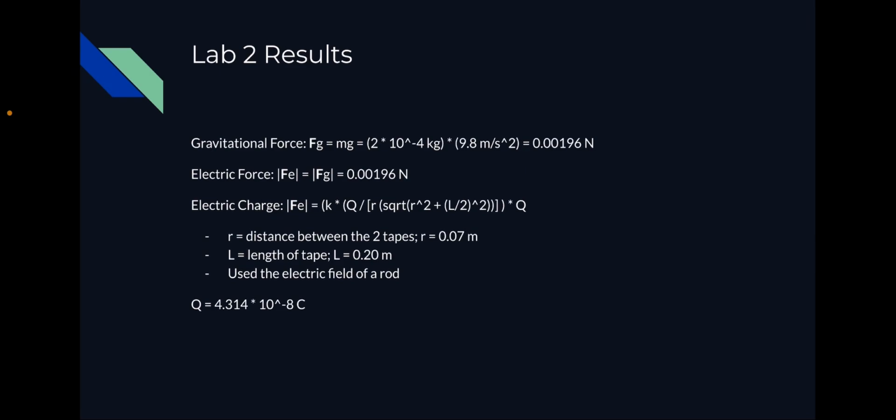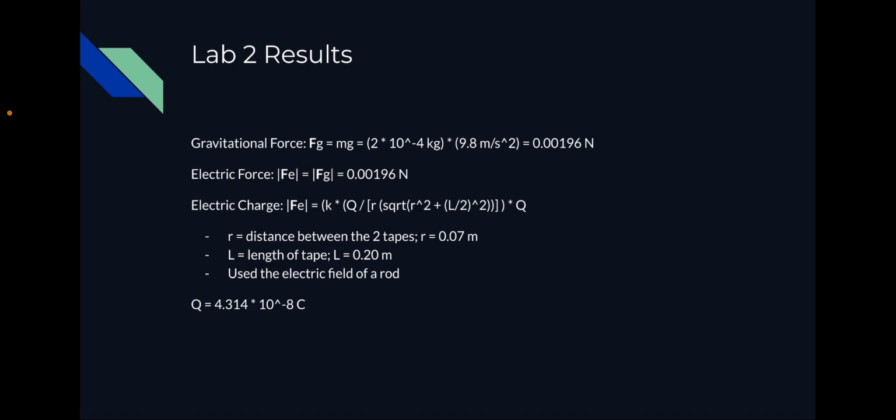Then I was able to solve for the charge by using the electric field of a rod equation, because if we're splitting up the tape into a bunch of small segments, it'll essentially look like a rod would, and so the electric fields would be similar. By plugging into that equation, with R being the distance between the two tapes, or 0.07 meters, and L being the length of the tape, which was 0.2 meters, I found the charge to be 4.314 times 10 to the negative 8 coulombs.